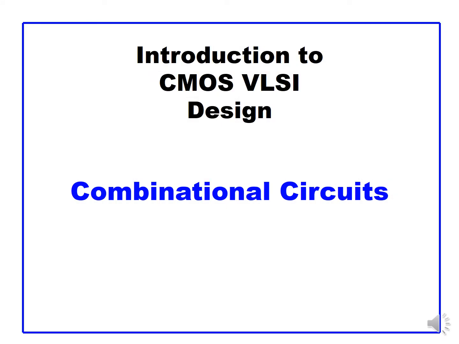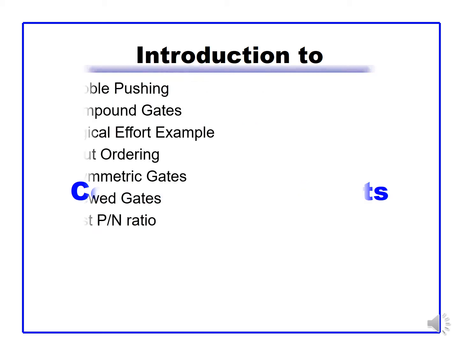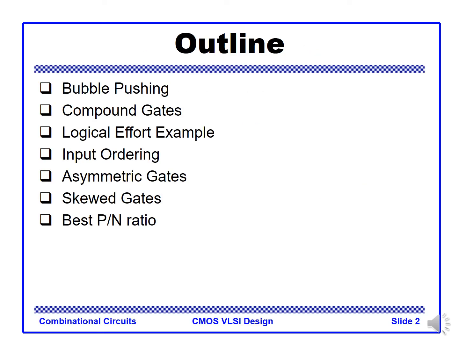In this chapter we will learn about combinational circuits. We will learn about the bubble pushing concept, compound gates, and some logical effort examples. We will also look at input ordering and designing a symmetric gate for some timing we want. And we'll also talk about the skewed gate and the best PN ratio as well.